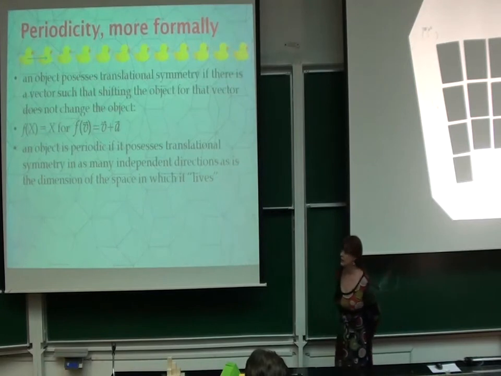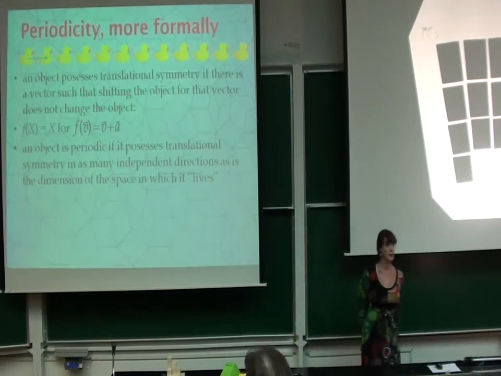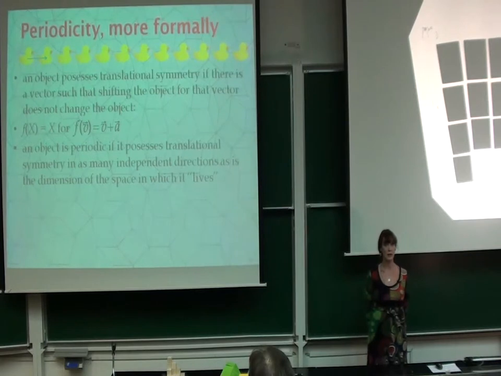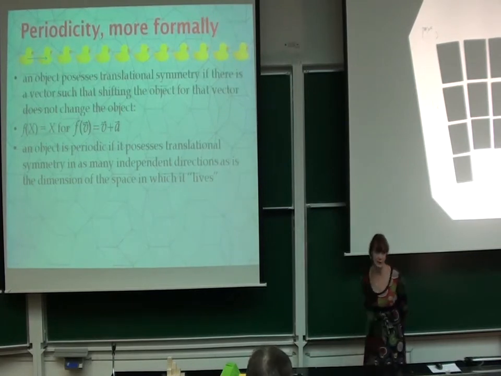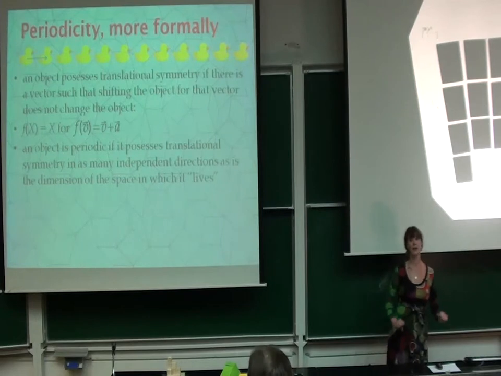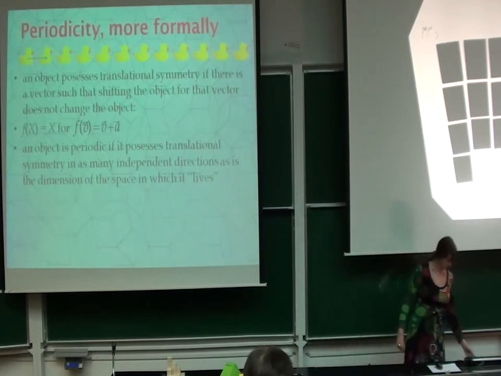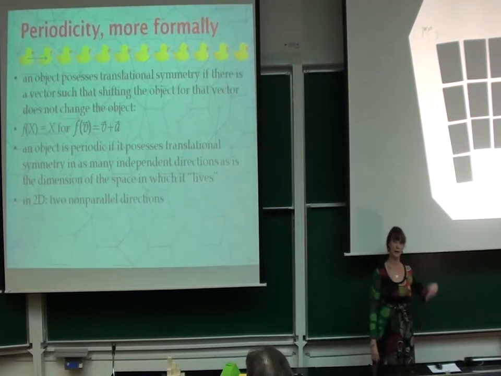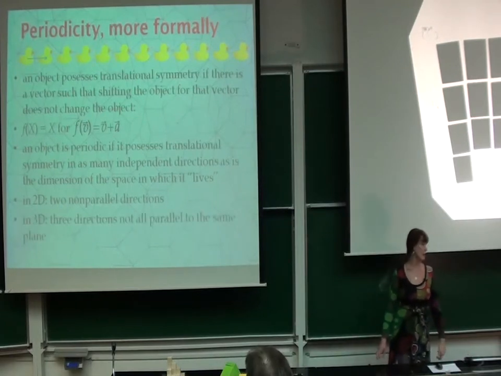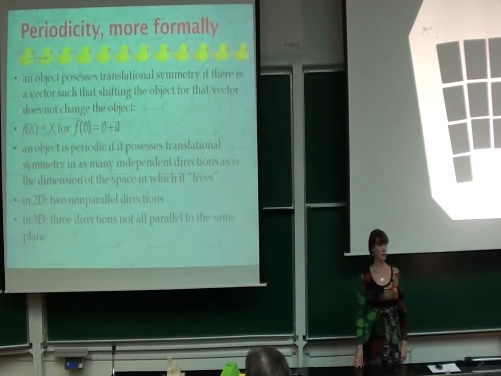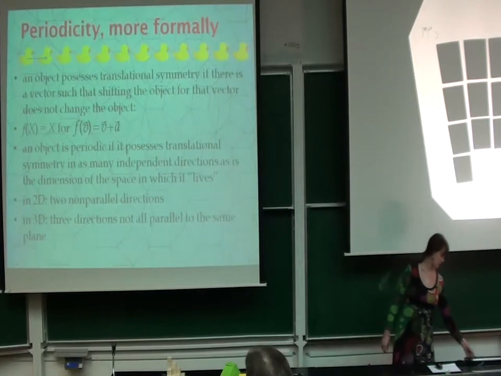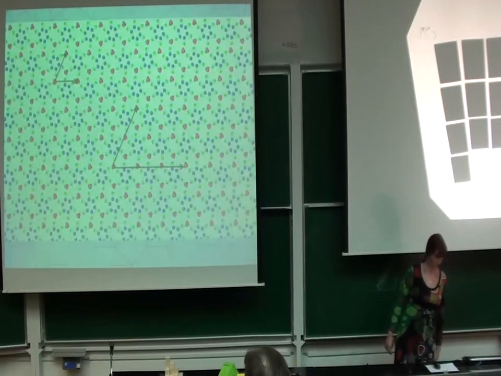More important is that we will say that an object is periodic if we can find as many independent vectors, let's leave this undefined now, as is the dimension of the space, so that shifting in all of the 1, 2, 3 or more directions doesn't change the look of the object. So in 2D, like it was illustrated before, we need two non-parallel directions. In 3D, we need three directions that are not parallel to the same plane. And of course, in 4D, it would be more fun, but we cannot show it.